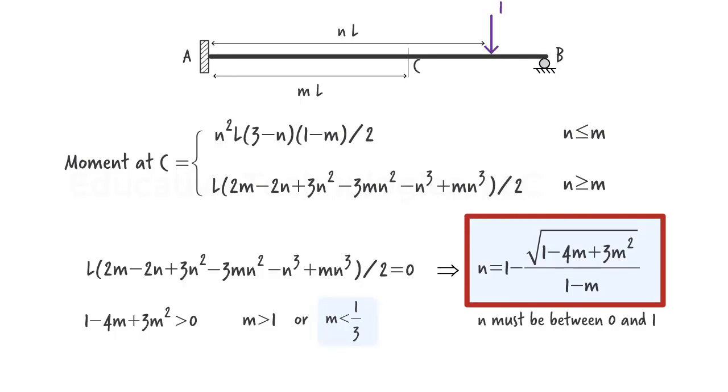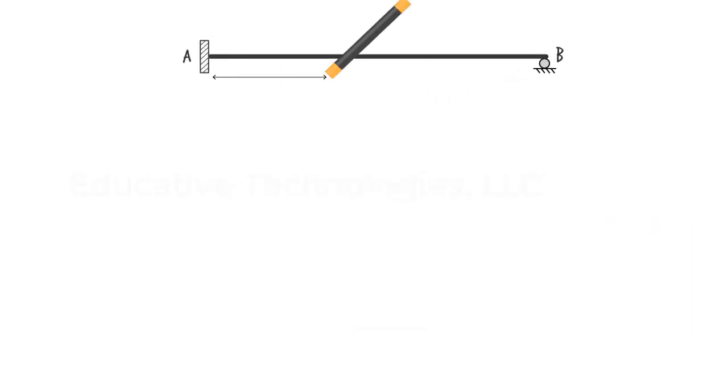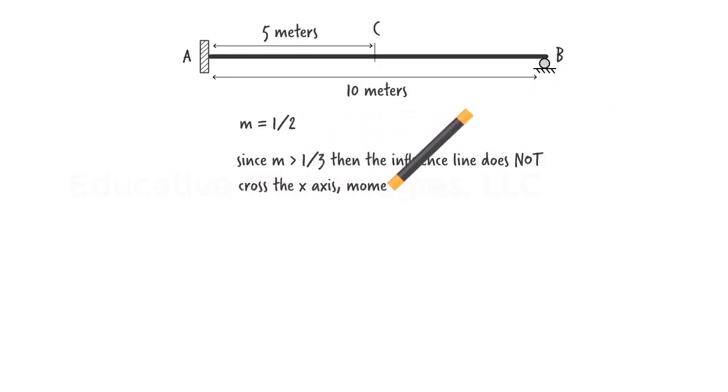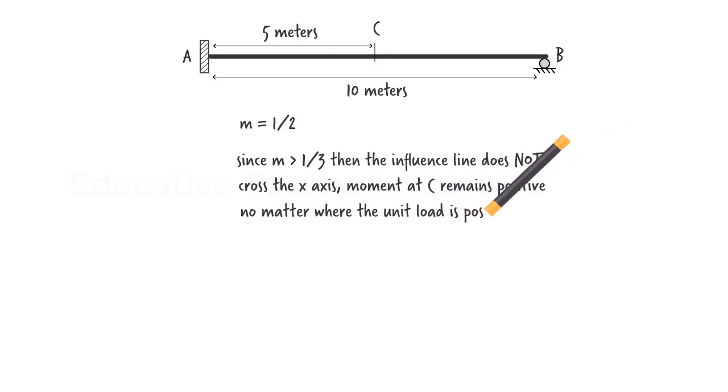Okay, let's wrap our minds around this using a couple of examples. Suppose our beam is 10 meters long and we want to draw the moment influence line for the midpoint of the beam. Here we are defining M to be 1/2. Since M is greater than 1 over 3, then according to the condition we just specified, the moment influence line is not going to drop below the x-axis regardless of the position of the unit load.